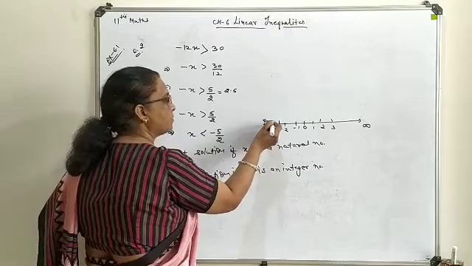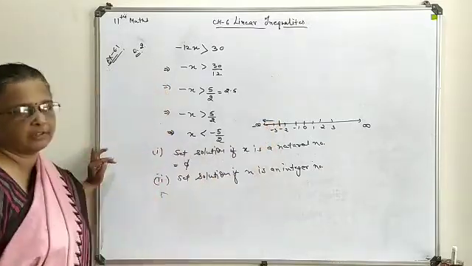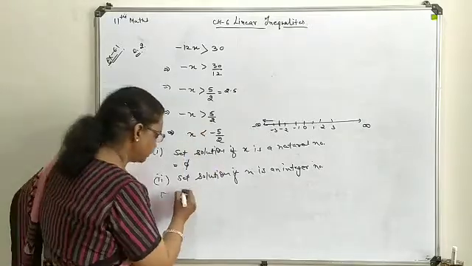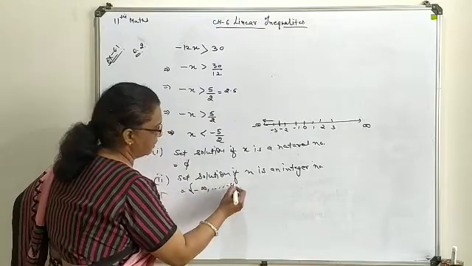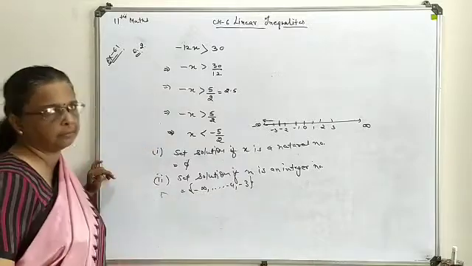Less than means you have to start with the minus 3 and end it at minus infinity. So in a set solution form, what will its answer be? Minus infinity. From where do we have to start? This is minus 4 and this is minus 3. So here only you have to stop.